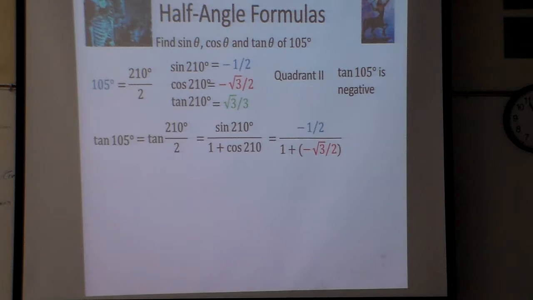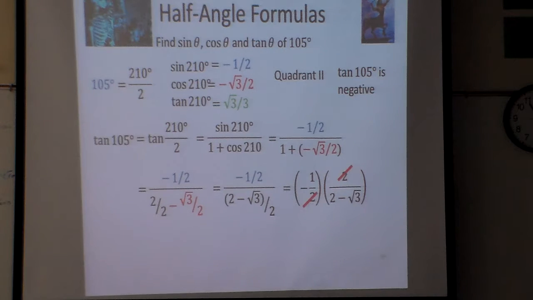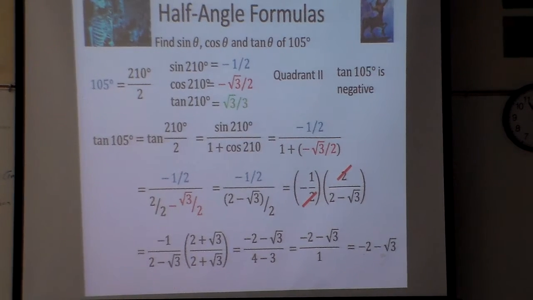Also, we could do it the other way. We could put the sine of 210 on top, over the cosine. This time my common denominator is down here on the bottom, and I still have to turn it upside down. The 2's will cancel, but the problem is I now have this down here, so I have to use the conjugate. Multiply by 2 plus square root of 3. Negative 1 times that makes that negative up there. When I FOIL this, my middle terms go away. 2 times 2 is 4, minus square root of 9, which is 3, over 1, or just that. Notice I got the same answer either way that I worked it.